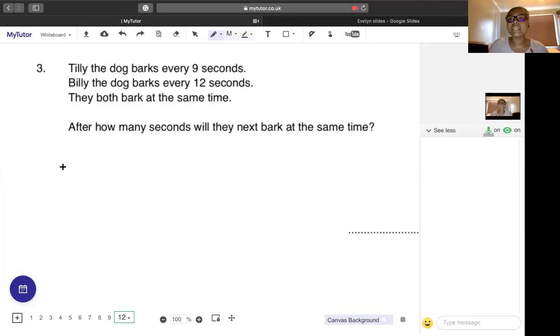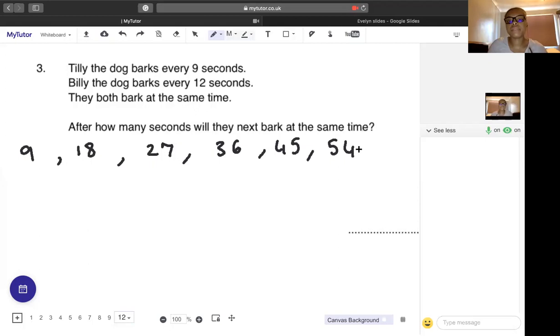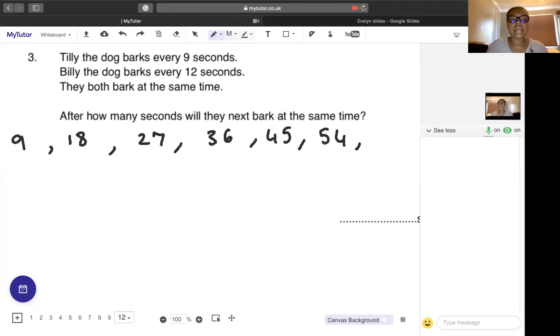So if we were to list out all of the multiples of 9, you do 9, 18, 3 times 9 is 27, 36, 45, 54, and so on. And 12, you do 12, 24, 36, 48, 60, and you could continue to go on as well.